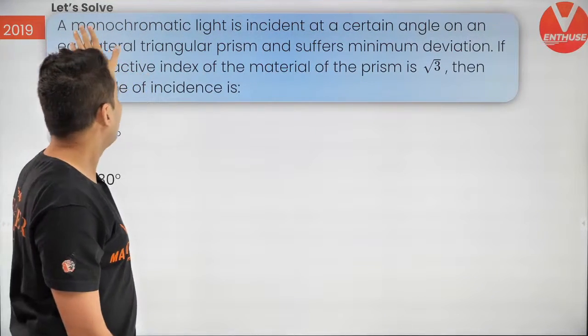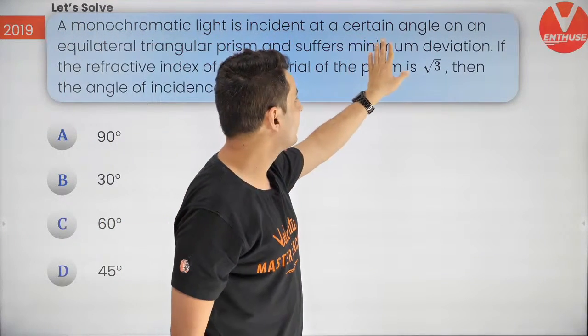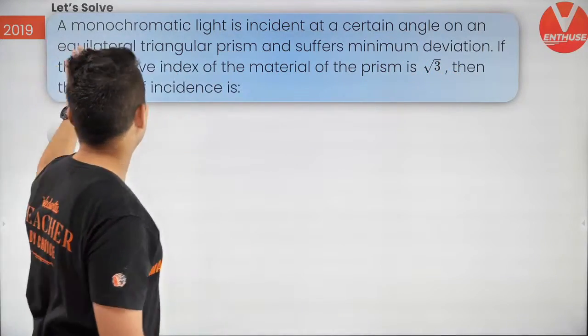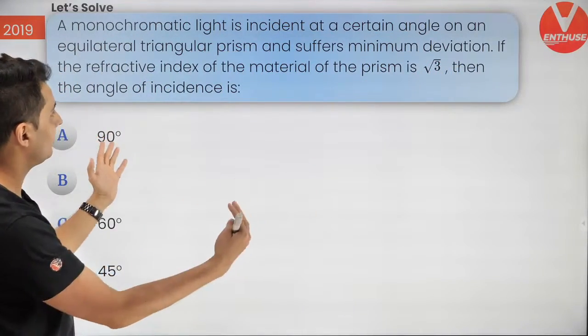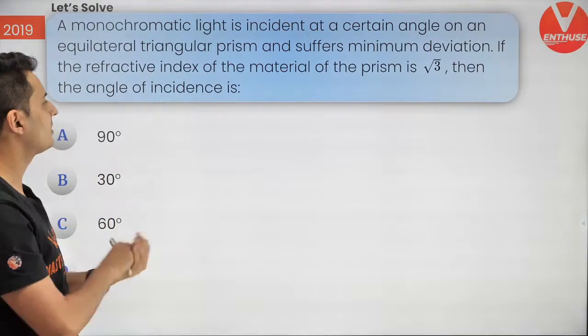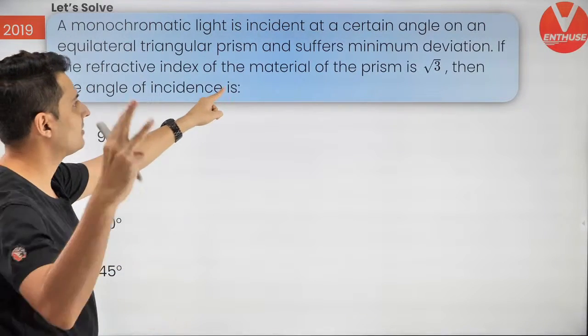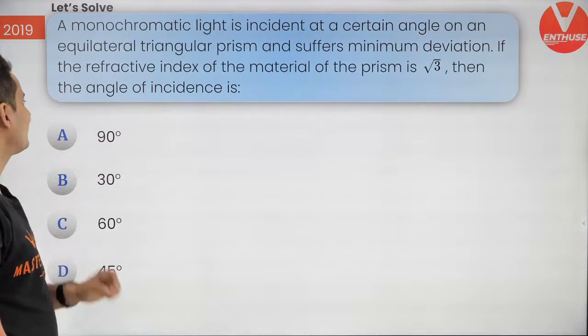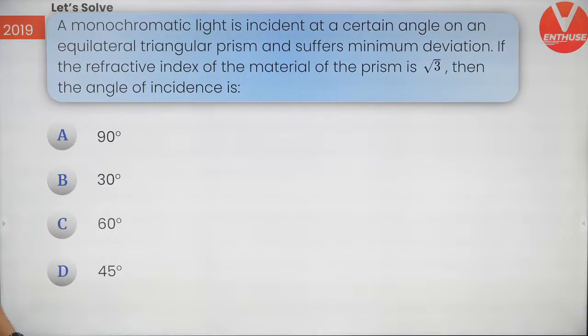2019 question. A monochromatic light is incident at a certain angle on an equilateral triangular prism and suffers minimum deviation. The refractive index is √3, then the angle of incidence is... Let's see how many of you can solve this.